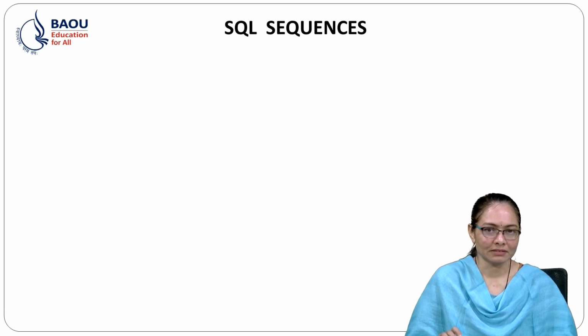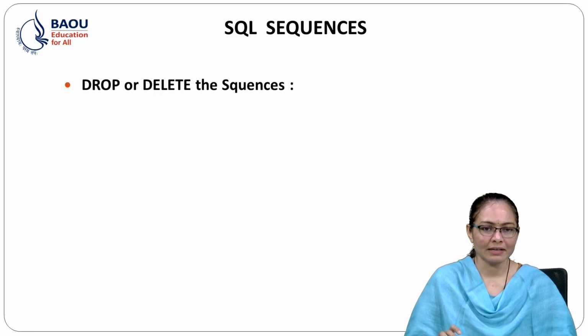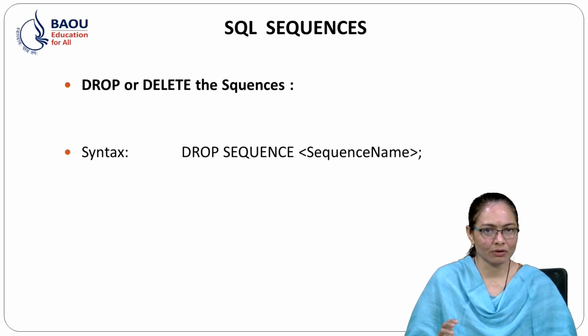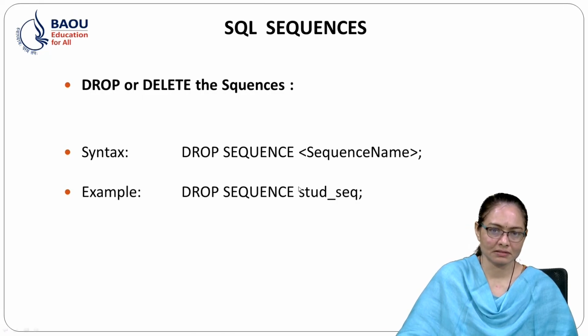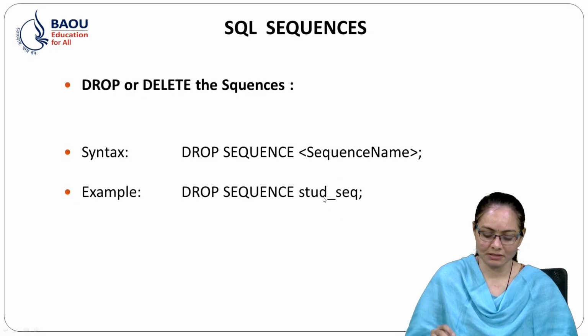Now, after the sequence is generated, we don't want to use the sequence. Then, how to remove the sequence? The drop command is used to drop or delete the sequence. It is used to delete or remove or destroy the sequence from the table. The syntax is drop sequence, then sequence name, and then semicolon. Remember this syntax. The example is drop sequence then SEQ or student underscore SEQ. This sequence name is dropped or removed.